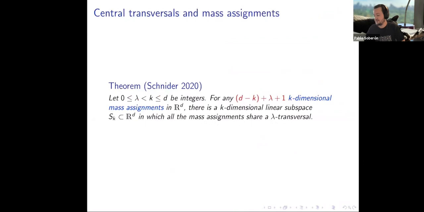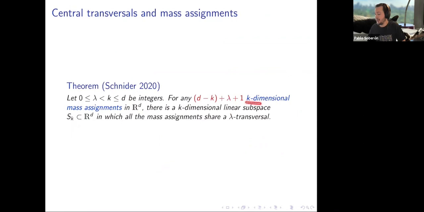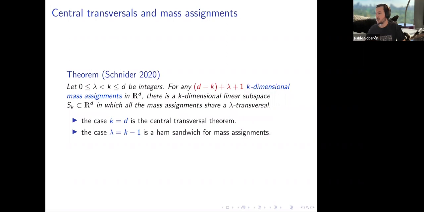And this was done by Schneider. So he saw that if I'm dealing with k-dimensional mass assignments in R^D, this is the number of mass assignments for which you can find a k-dimensional space in which they share a lambda transversal. And so you have the usual lambda plus one, that's from the old result. And this is the excess that you get here, D minus k. So the case k equals lambda is the usual central transversal theorem. The case lambda equals k minus one is a ham sandwich for mass assignments, the one that I told you that Schneider had proved. But this one I showed you how to improve with the Fairy Bread Sandwich Theorem, right? Where you could fix a bunch of directions in your k-dimensional space.